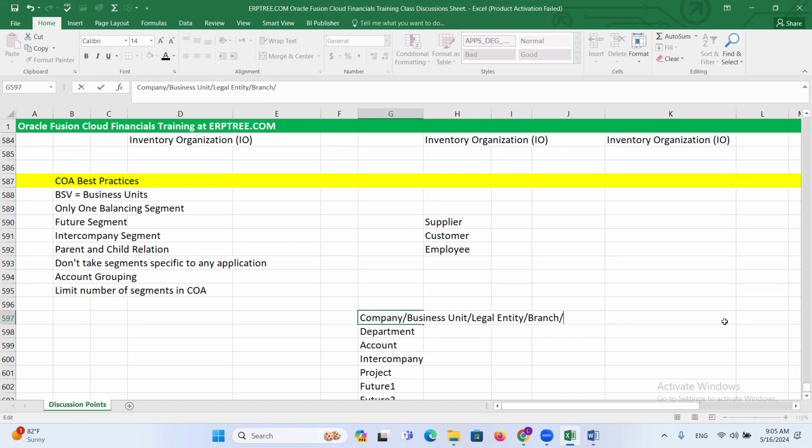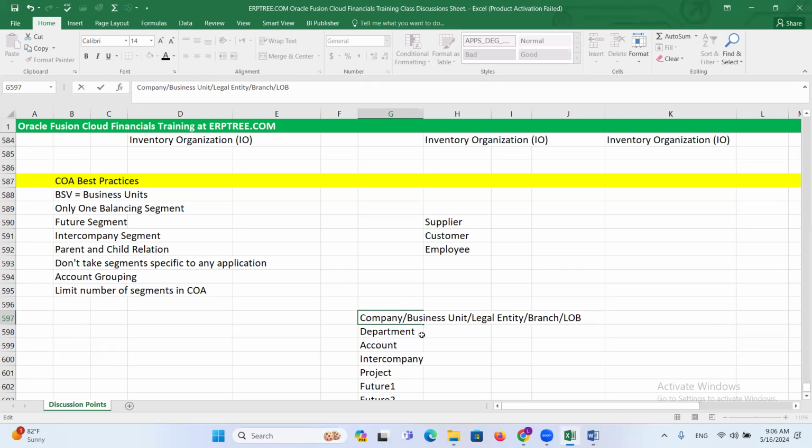And in some implementations, if the client is not taking legal entity as a company, and one legal entity may have multiple lines of business, in that case, instead of taking it as a company, they take LOB, line of business, as a segment. Or else you can call it a vertical business. These are the possible naming conventions generally we come across. You may call it company or business unit, legal entity, branch or LOB. Mostly this is what we qualify as a balancing segment.